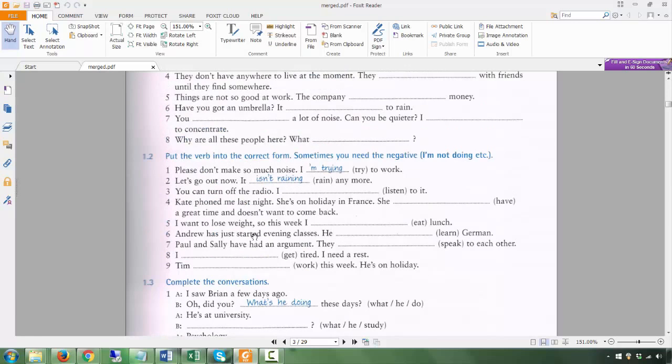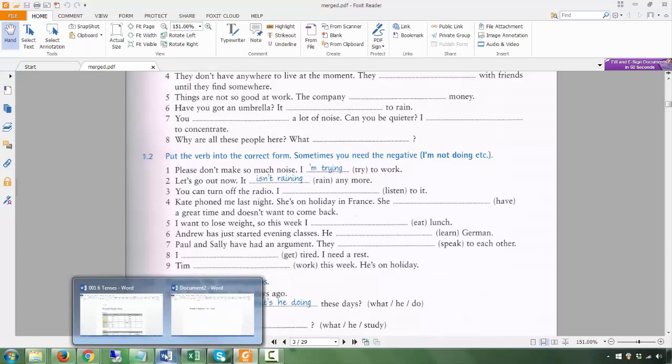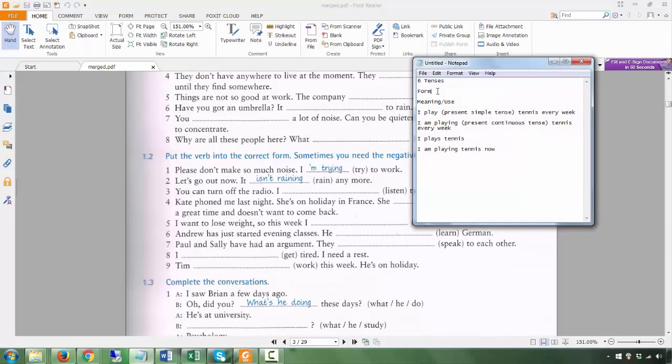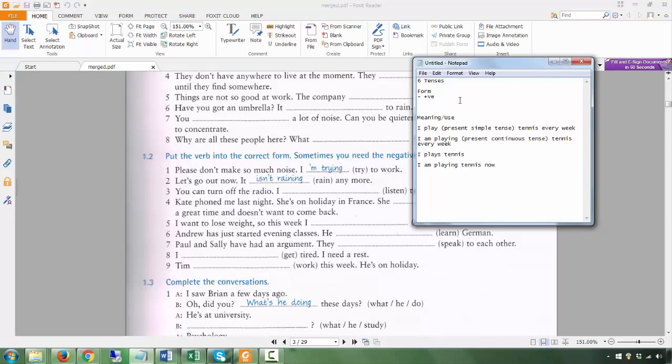Now, one thing I want you to take note of: just now I mentioned it's important to know the form, and it's important to know how to create the form. Okay, it's important to know the meaning and the use. And another thing is very important in terms. Let's put this under form. Form, you need to know the positive, how to create it in the positive.